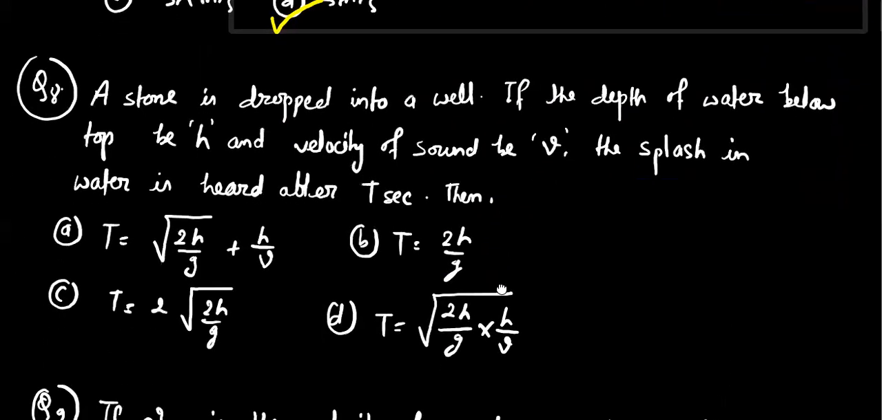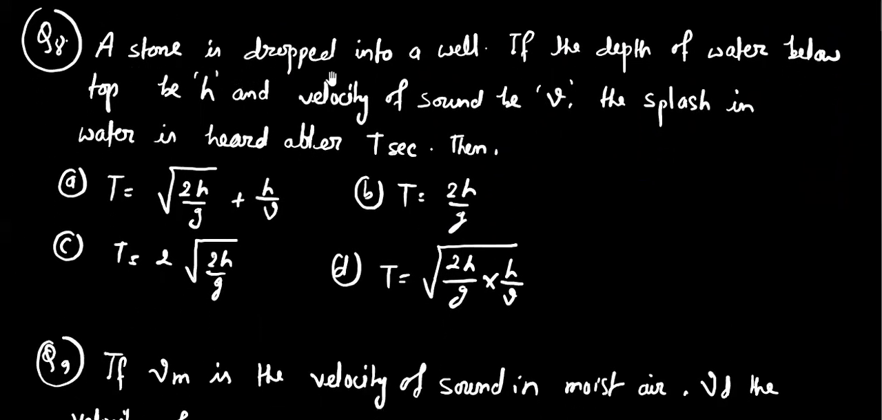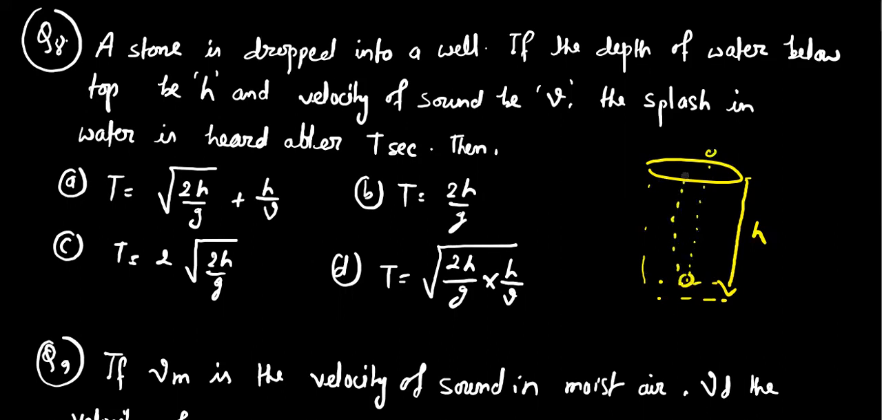Now we are in question number 8. A stone is dropped into a well. If the depth of the water below top be h and the velocity of sound be v, the splash in water is heard after t second, then the expression for time period is. Okay, so for this let's suppose this is the well, the depth of the well from the top is h, here is the water level. Okay, and then when the stone is dropped from here, we hear the sound reflected back after the drop.